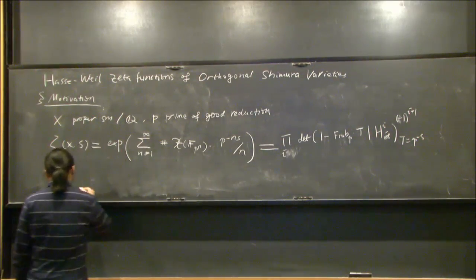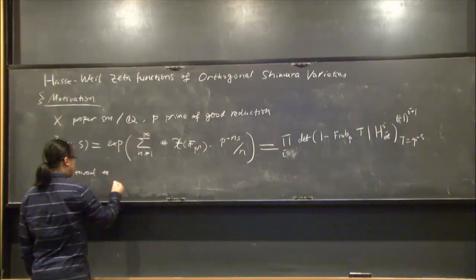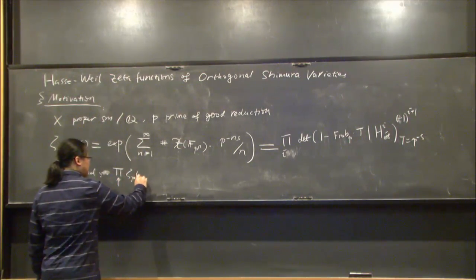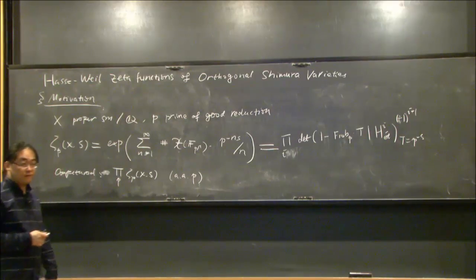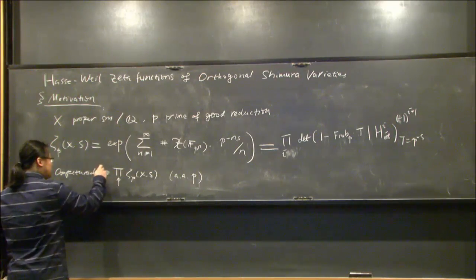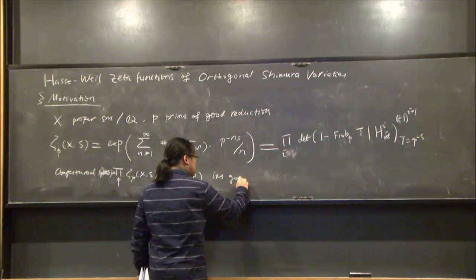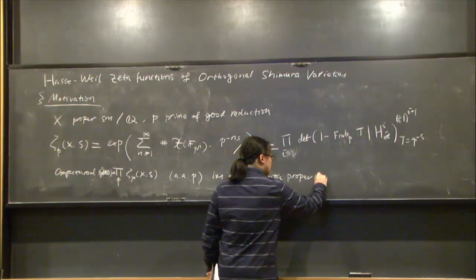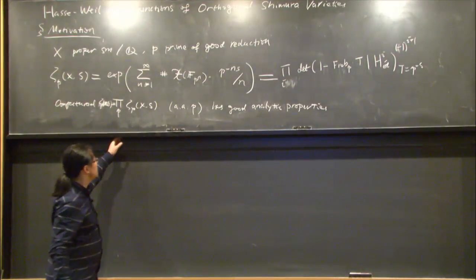So, in general, we conjecture that if you form the product of these local factors, so at least naively, we just take the product over almost all primes p of good reduction, then it is conjectured that this global zeta function should have good analytical properties, like having meromorphic extension to the whole plane, or functional equations.